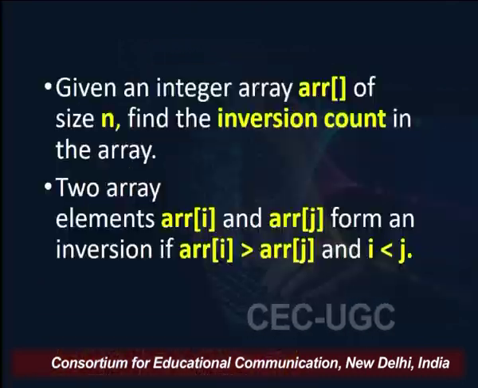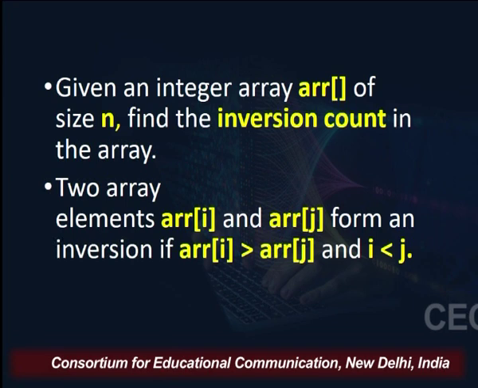Going into the details of counting inversions, let us say we are given an integer array ARR, and the size of the array is n, and we need to find the inversion count in the array. So what is this inversion count? As the term tells, it is going to be a number. Two array elements ARR[i] and ARR[j] form an inversion if ARR[i] is greater than ARR[j] and i is less than j.